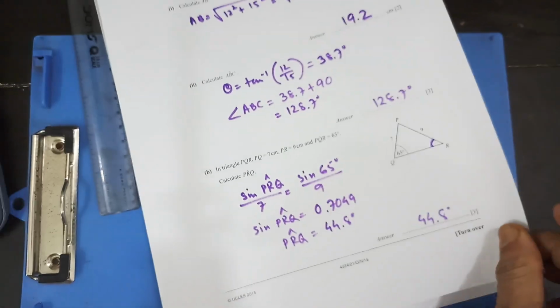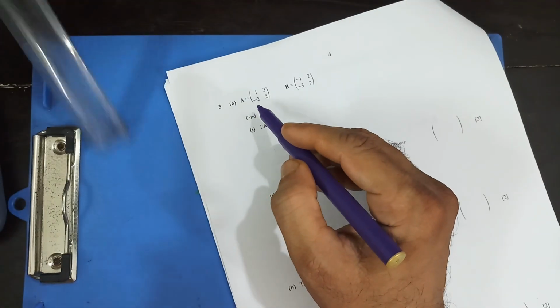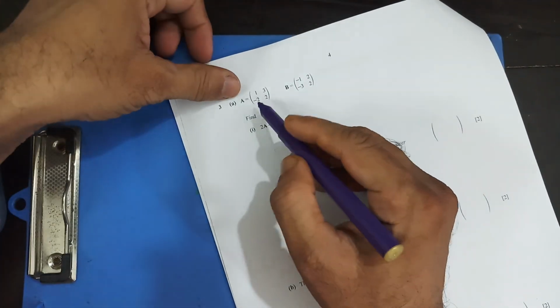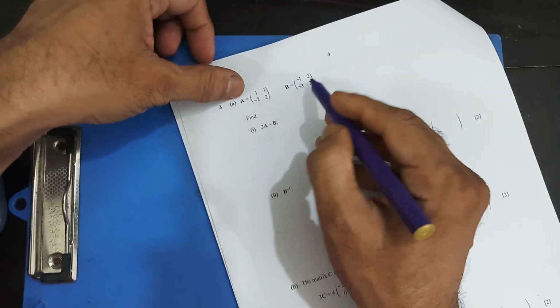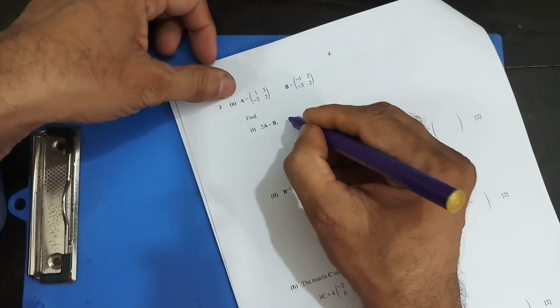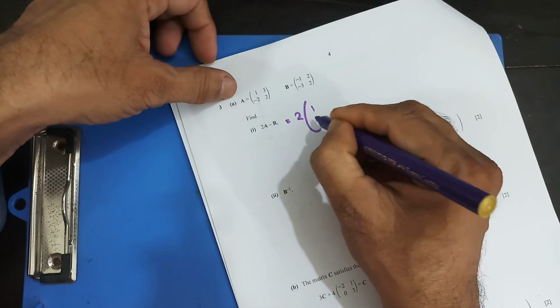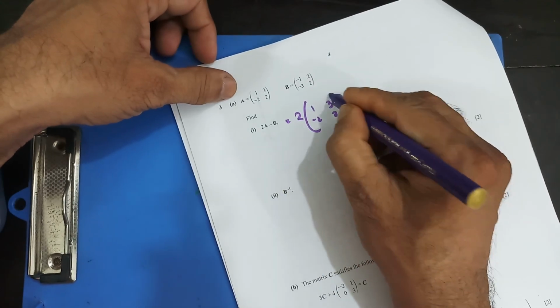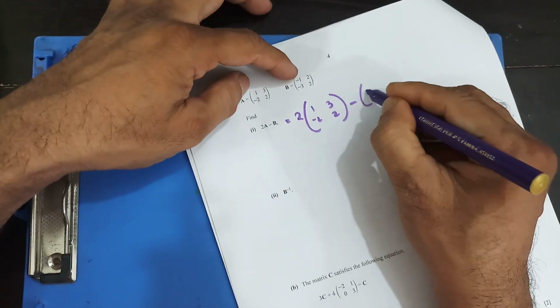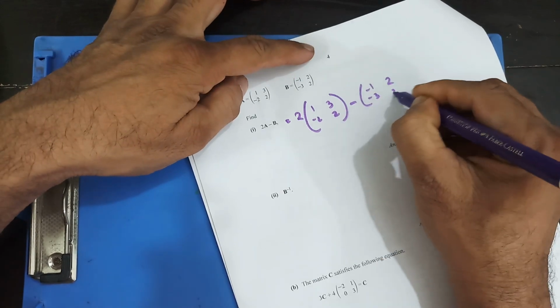All right. So I hope this is pretty easy. Now we're going to go for question number 3. Some matrices are given. Matrices A and B, both of them are 2 by 2 matrices. Find 2A minus B. So 2 times (1, minus 2, 3, 2), then minus B is minus (minus 1, minus 3, 2, 2).